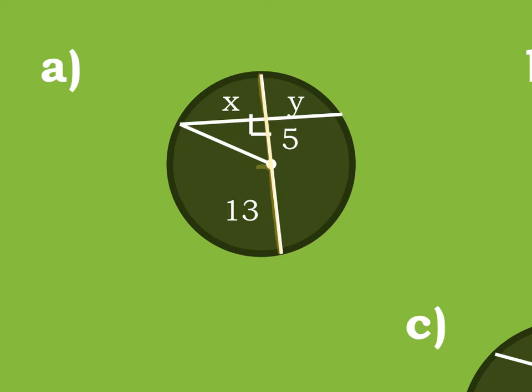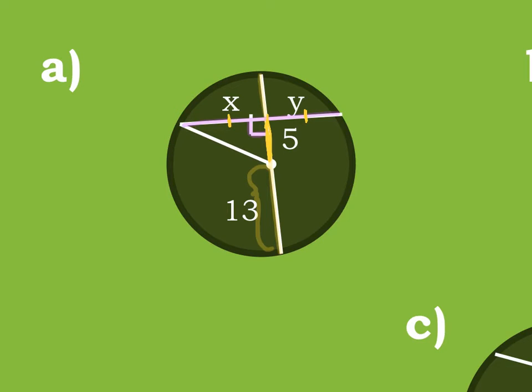It gives me the length of the radius here is 13. I've got a chord. And this diameter is perpendicular to that chord. So that tells me it divides it into two equal parts. X is going to be congruent to y. I know what this segment is because it's 5.